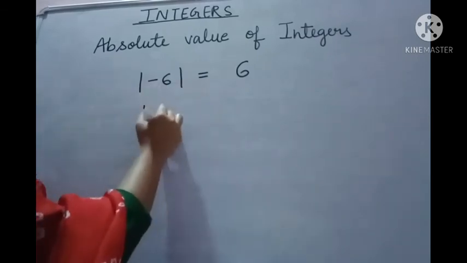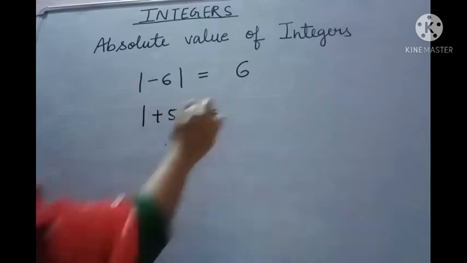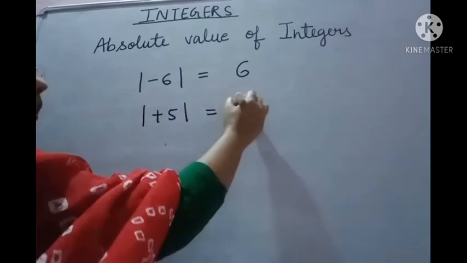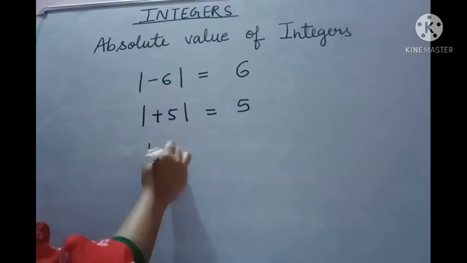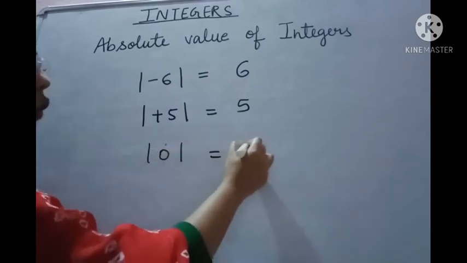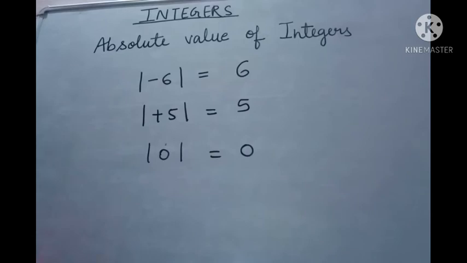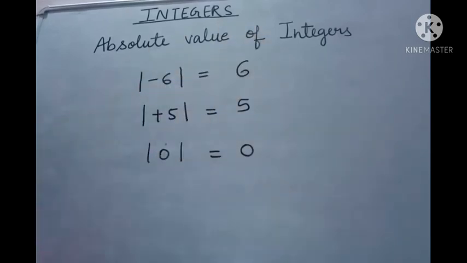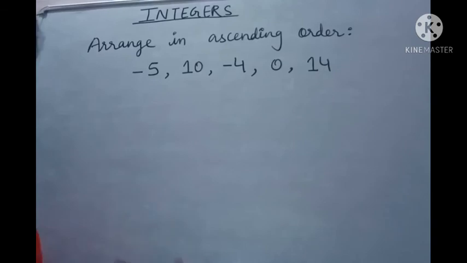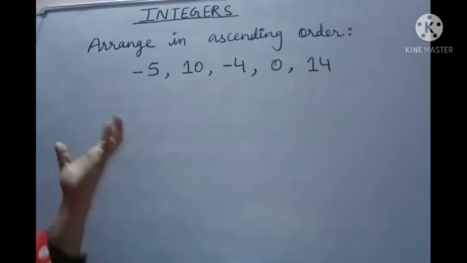If you have +5, what will be the absolute value of +5? It will be 5 only. No sign will be there. And if you need to find the absolute value of 0, you will get 0 only. Do remember that the absolute values are always positive. They can never be negative. Is it clear?